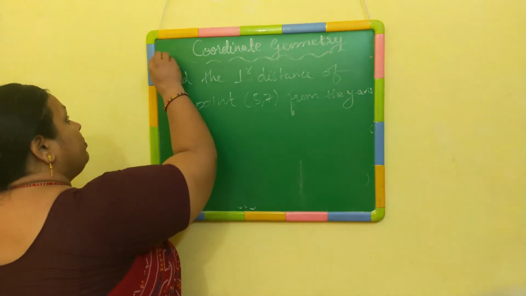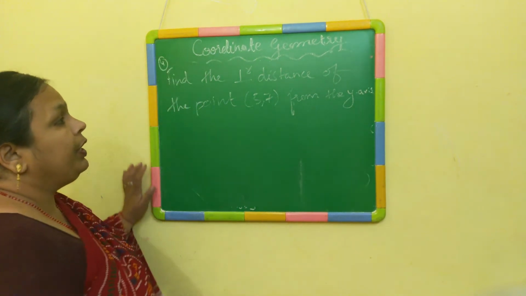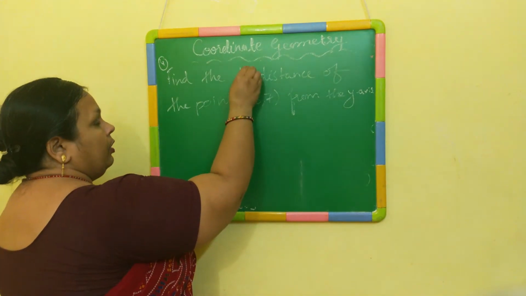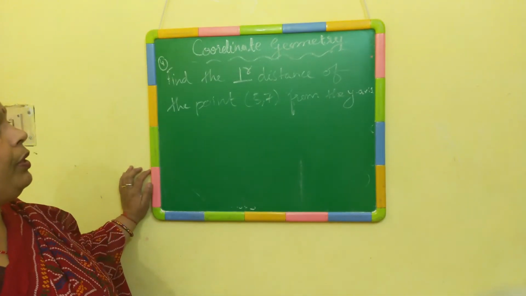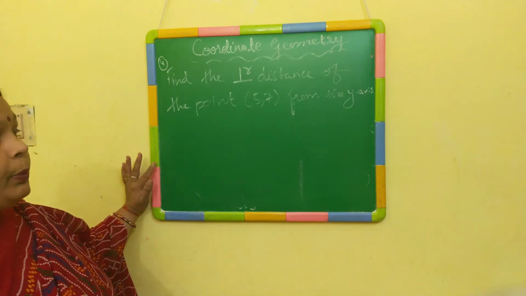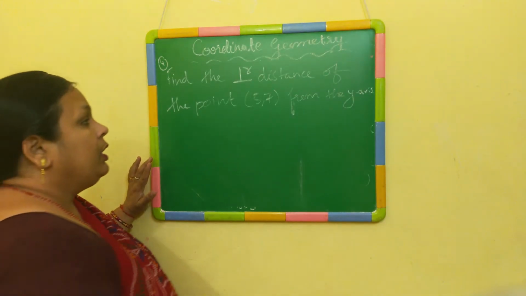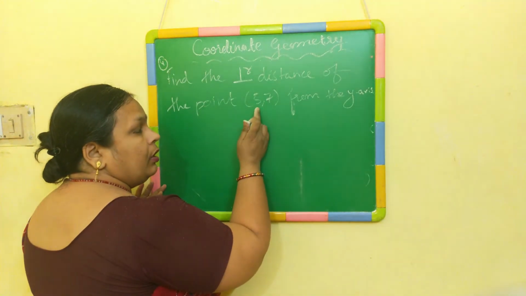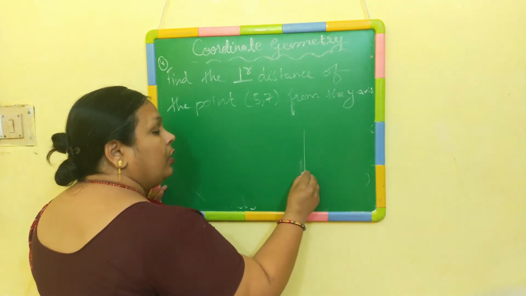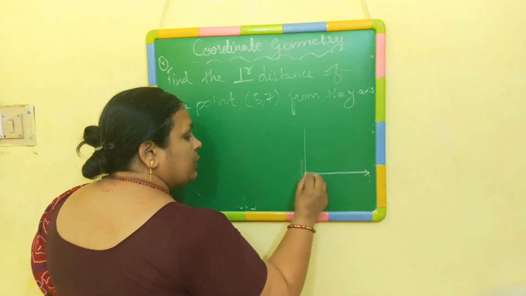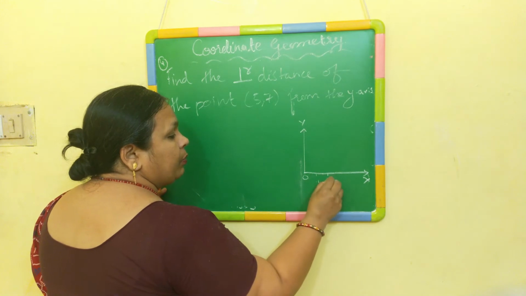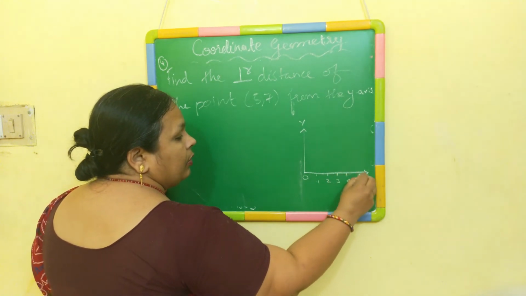Now our fourth example, where we are talking about finding the perpendicular distance. This is the symbol for perpendicular. Find the perpendicular distance of the point 5, 7 from the y-axis. Now to understand the perpendicular distance from 5, 7, very clearly you can tell that 5 and 7 both are positive. So we need not go for all the 4 quadrants. So this is OX and this is OY, both having the positive values. Clear?